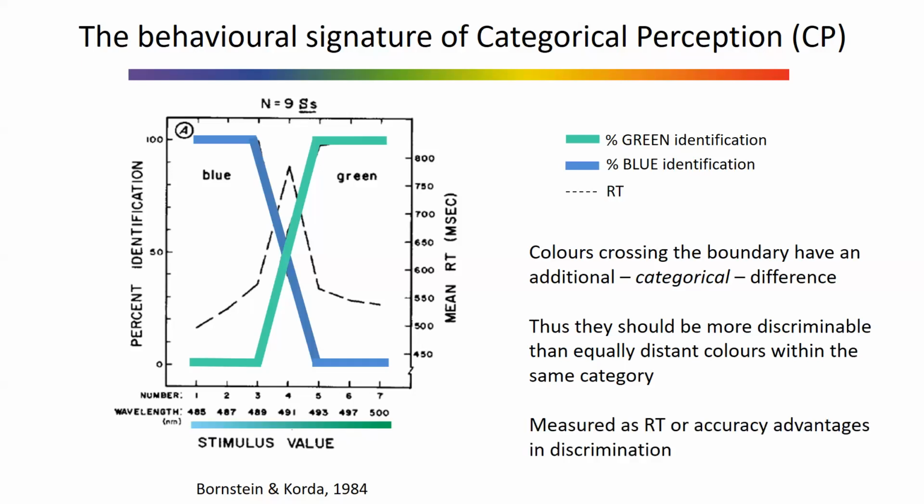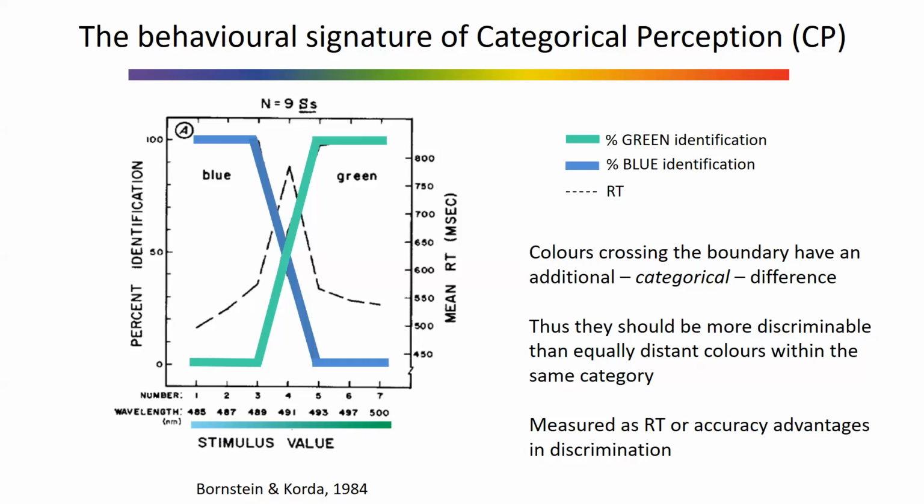And this is often measured in reaction time studies. So first of all, you may be asked to discriminate different colors. So for example, color 1 from color 3 or color 3 from color 5. And the idea is that color 3 and color 5, you should be more accurate and you should be faster because they are more different.